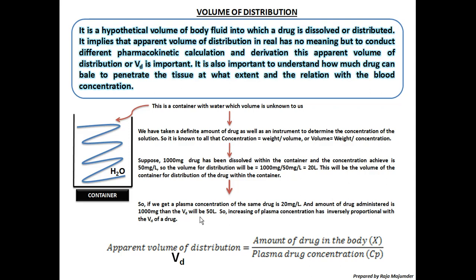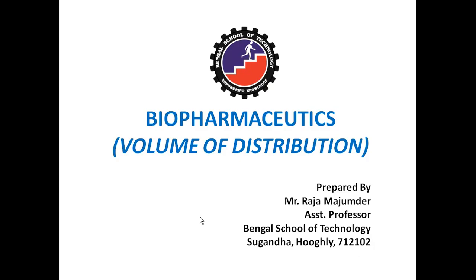So from the previous case we can learn that the concentration was 50 mg per ml and now the concentration is 20 mg per ml. That means decreasing of concentration but increasing of volume of distribution. So by decreasing the concentration, this is known as apparent volume of distribution.